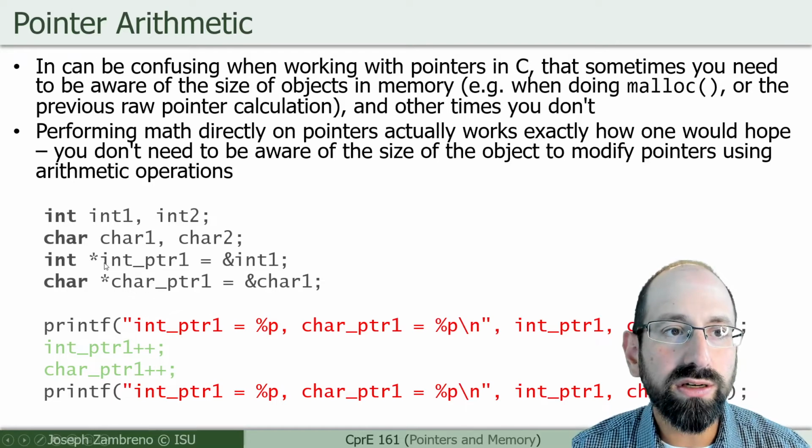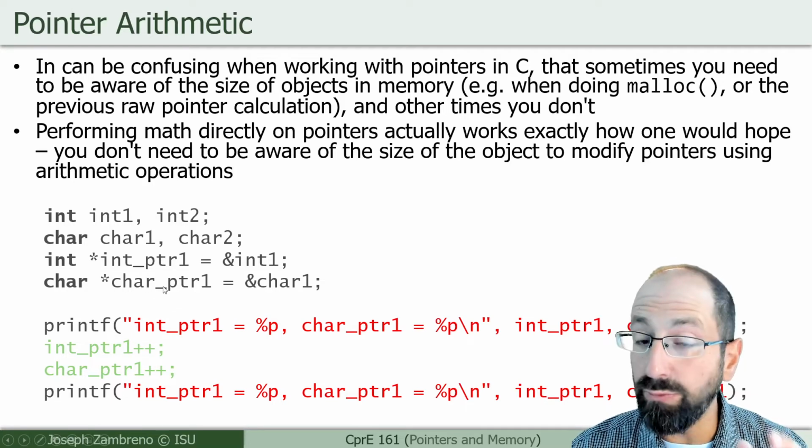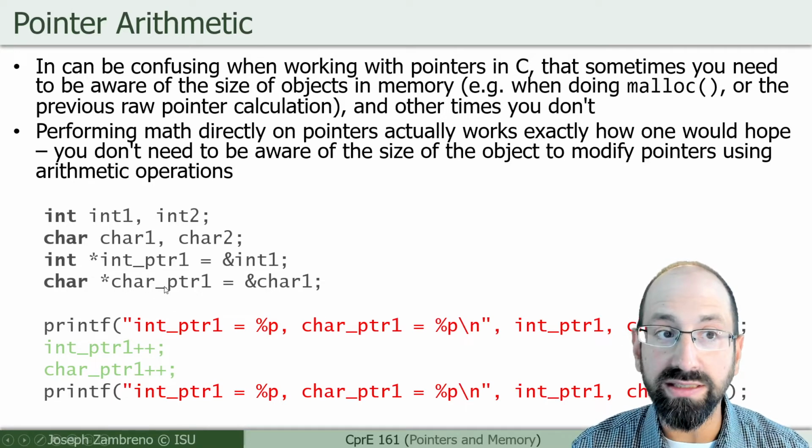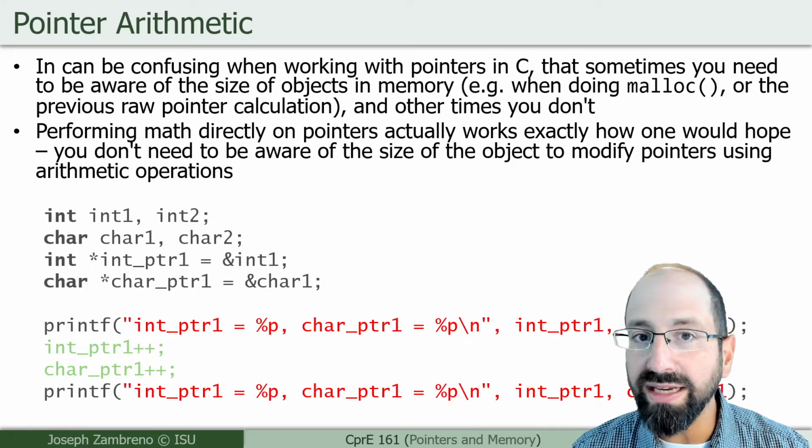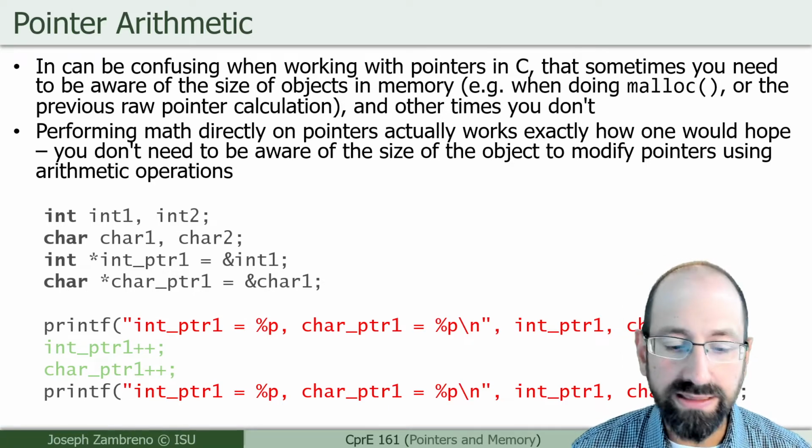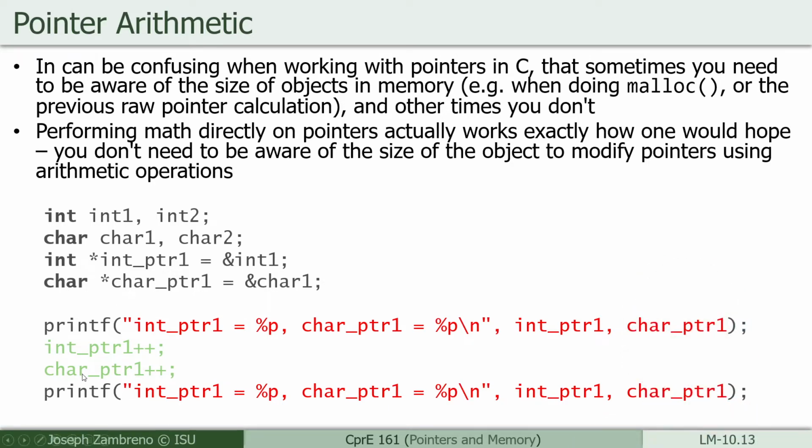A char pointer is different than an int pointer because we need to know how big each element is. Our char is going to be one byte. Our int is going to be potentially 4 bytes here. So when we run this code and we do int pointer plus plus and char pointer plus plus, what's going to happen is the int pointer is going to increment by 4 because we're jumping 4 bytes into the future when we do plus plus. Char pointer plus plus is going to increment by 1 because we're moving 1 byte ahead of ourselves in memory.